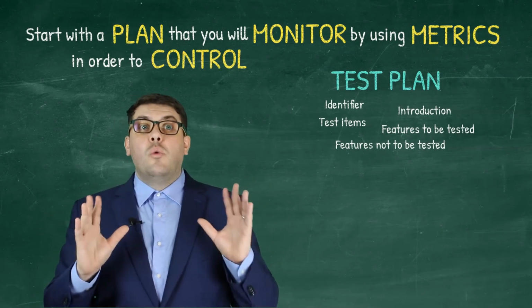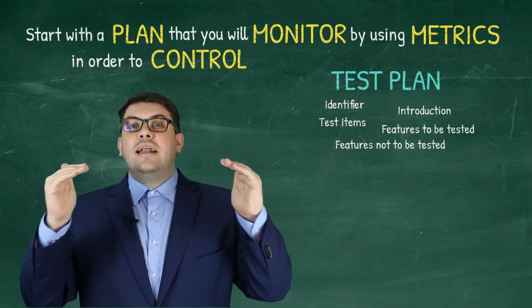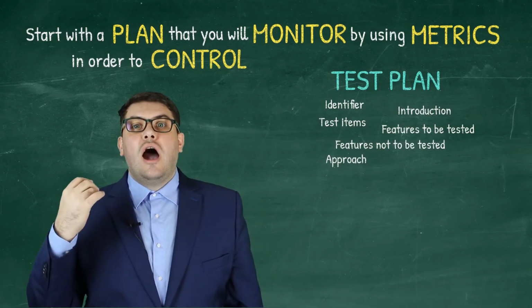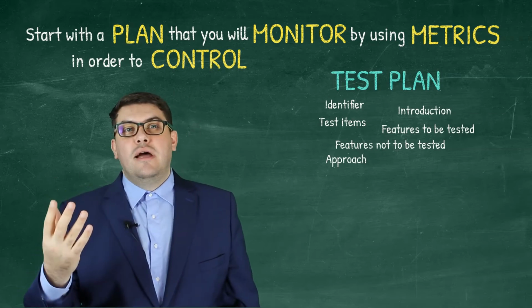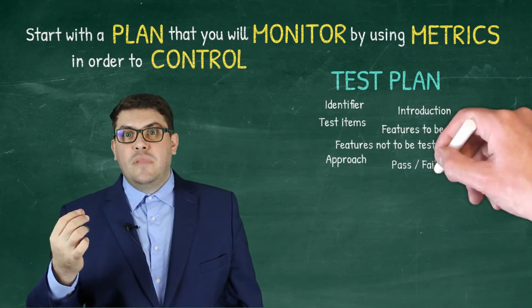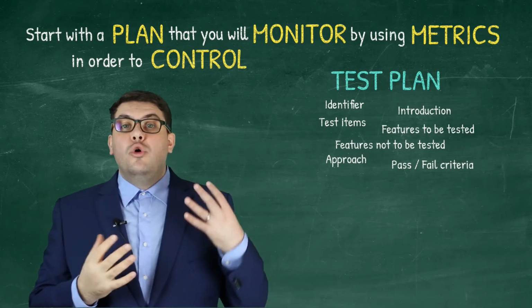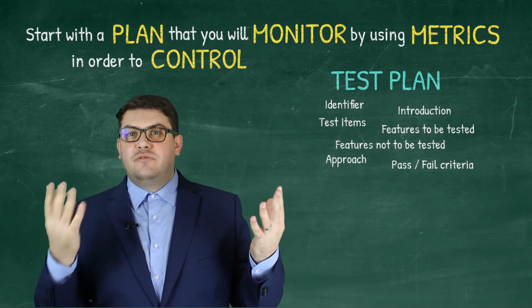Once this is done, once we know what is to be tested and what is not, we define the approach, we define the rules of the game: how we do it, how we plan it, how we implement it, and how we execute it. We define the pass and fail criteria to know when an item is passed and when that specific item is failed.